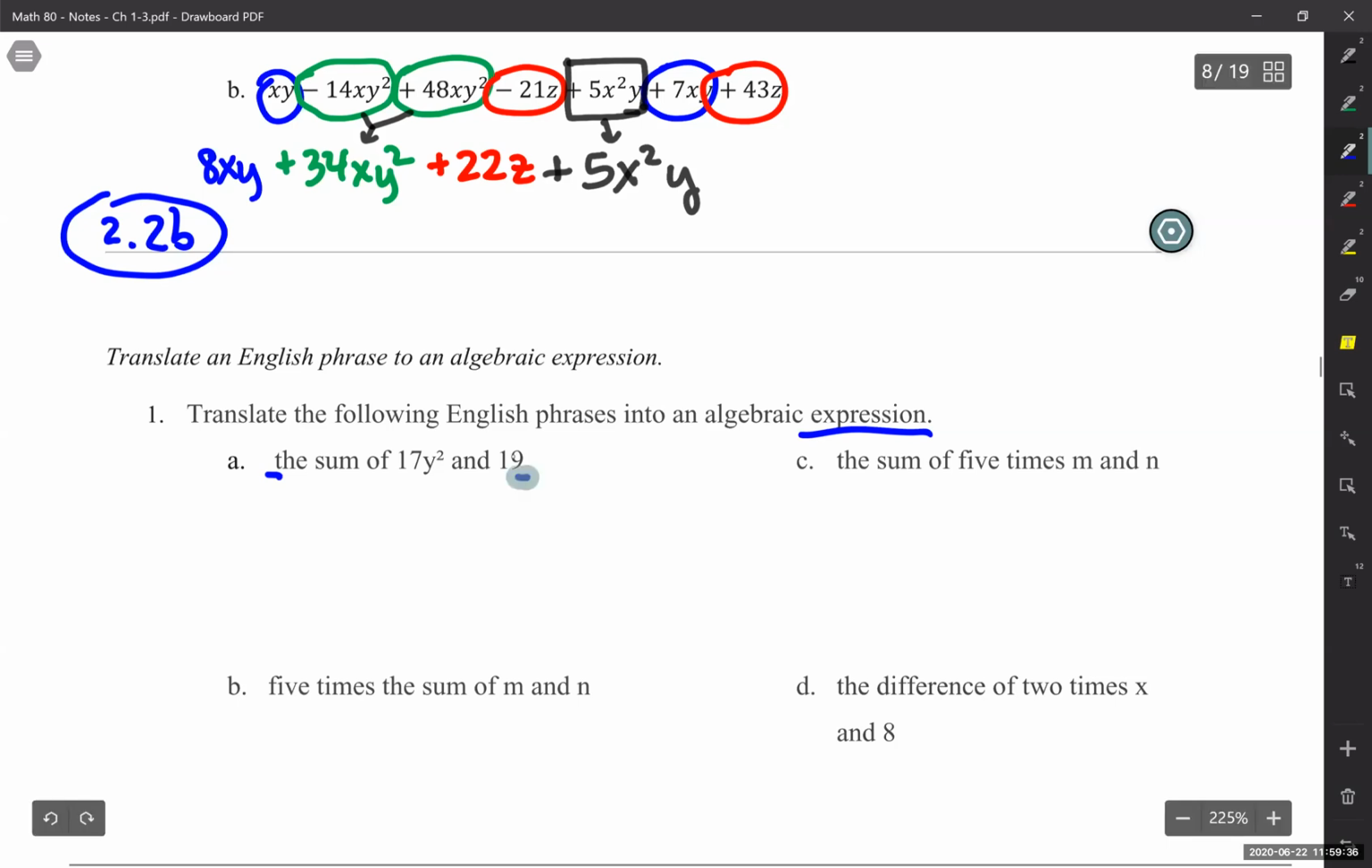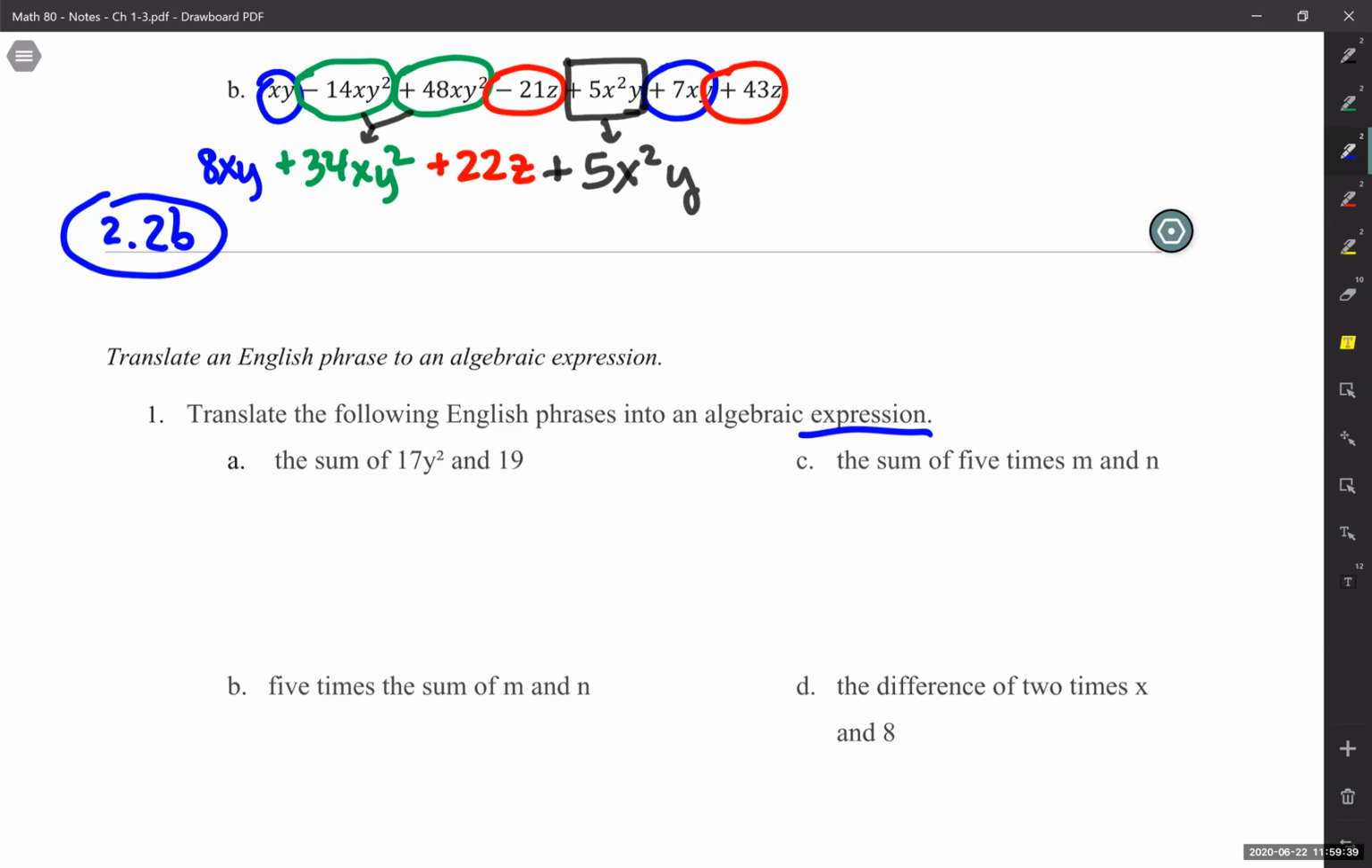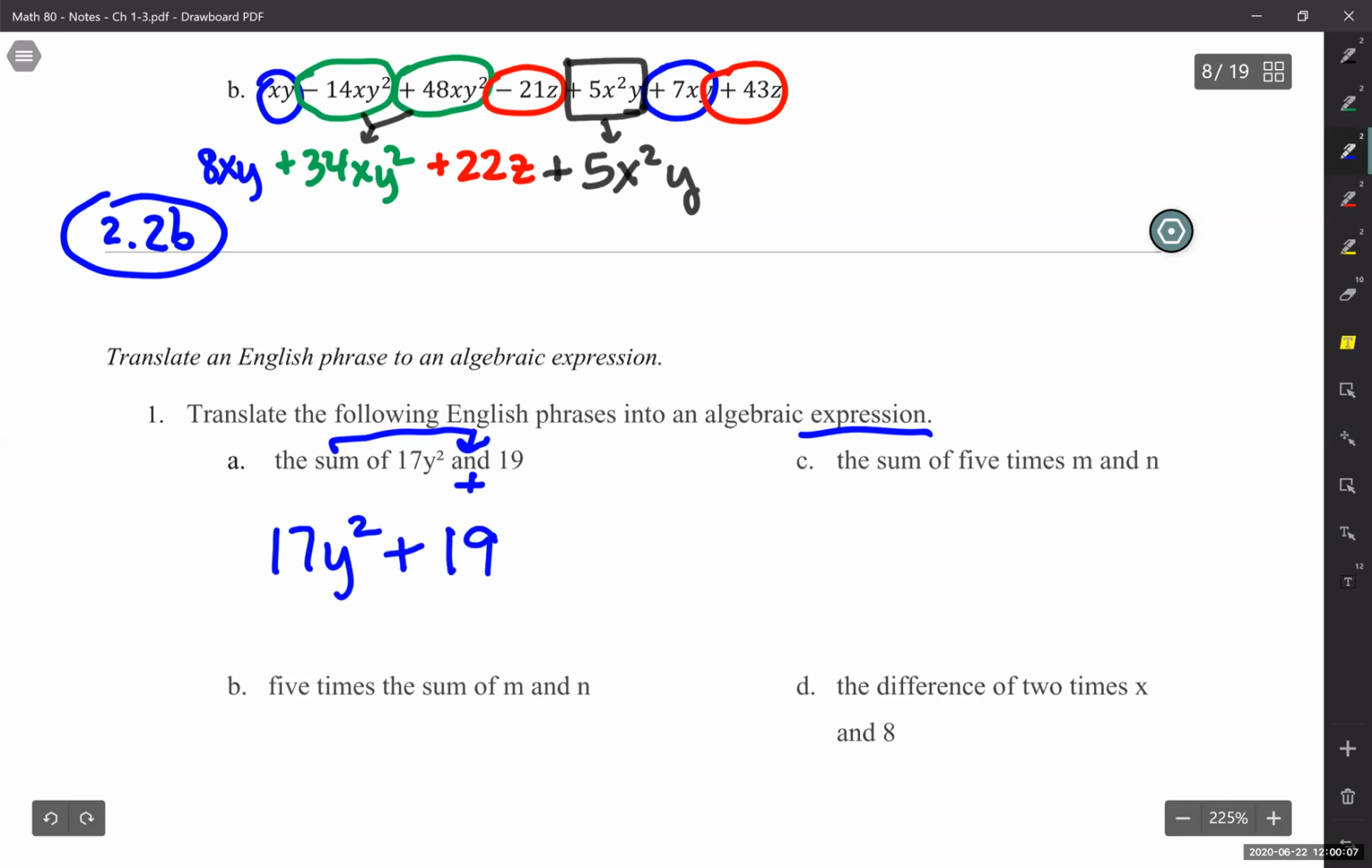I'm going to erase extra lines. And so I've talked about the words sum and difference before, and I've mentioned just with arrows that those words change the word and. So we really want to keep track of where the word sum or difference is, and where the word and is. So here we have the sum of 17y squared and 19. Sum means addition. So I'm going to take 17y squared and 19 and put a plus sign right there in the middle. Okay, we've done one like that before.